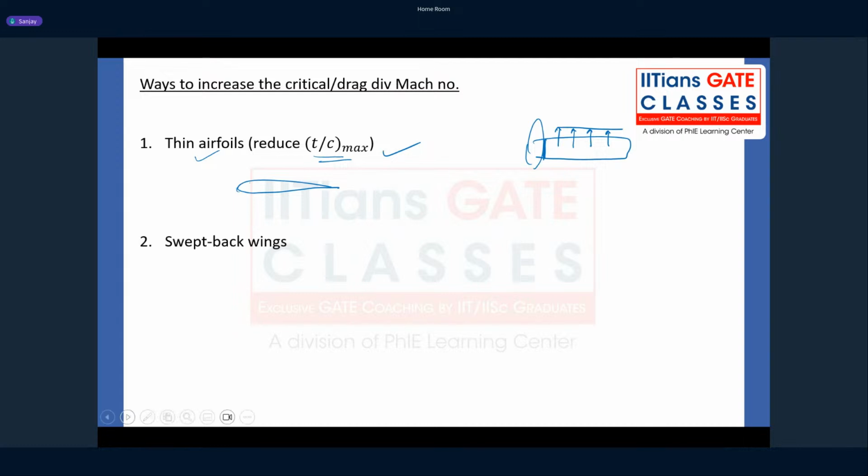So what do you do? You can make wings which are swept back. You can give sweep to the wings. So if this is your aircraft, you can make wings which are swept back.